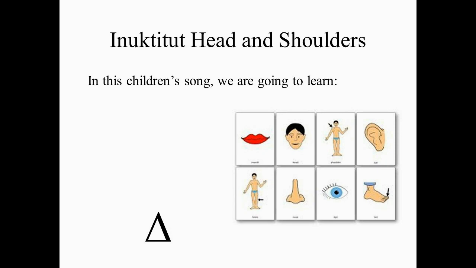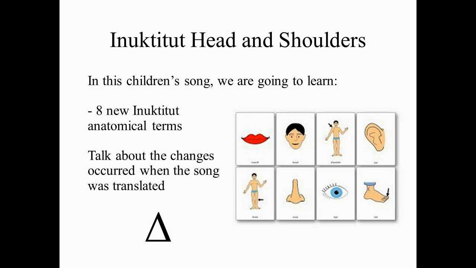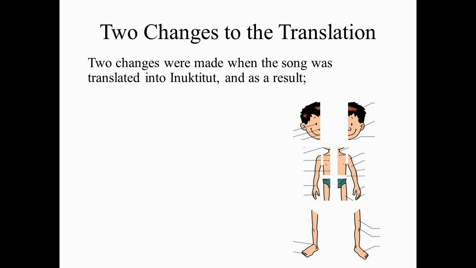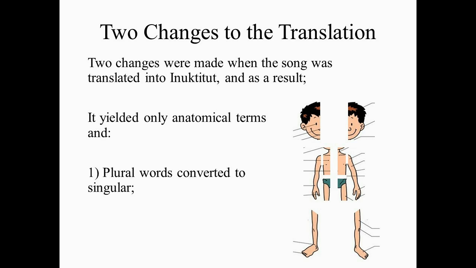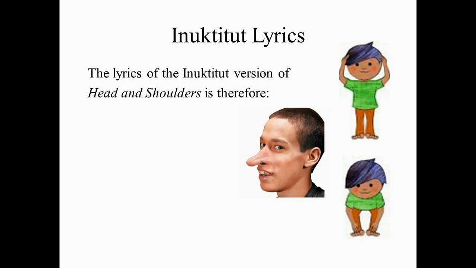In this children's song, we are going to learn 8 new anatomical terms. Let's briefly talk about the changes that occurred when the song Head and Shoulders was translated. Two changes were made when the song was translated into Inuktitut, and as a result, it yielded only anatomical terms. Number one, plural words like shoulders and knees were converted to singular words. And number two, the conjunction and was removed from the song. The lyrics of the Inuktitut version of the Head and Shoulders is therefore head, shoulder, knee, toe, eye, ear, mouth, nose.